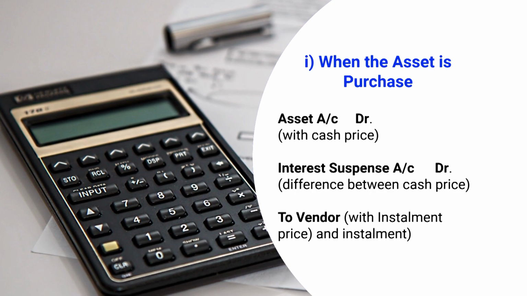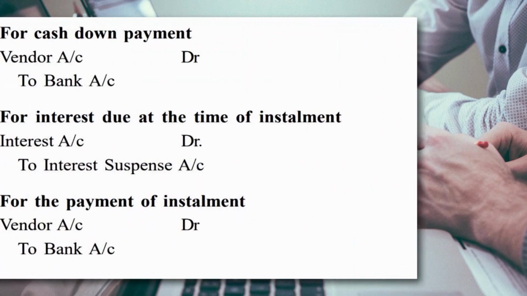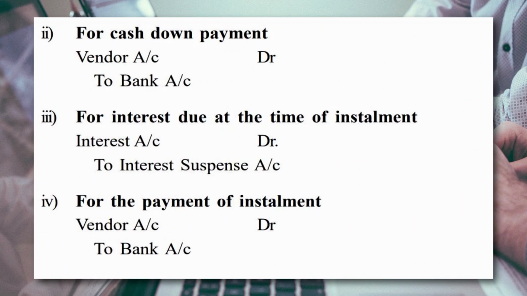So here the asset account has been debited with the amount of the cash price of the product. Then the interest suspense account will be debited with the amount of difference between cash price and installment price. And then the third one is to vendor. So here the account of vendor has been credited, with the amount of installment price. Second one is for cash down payment.